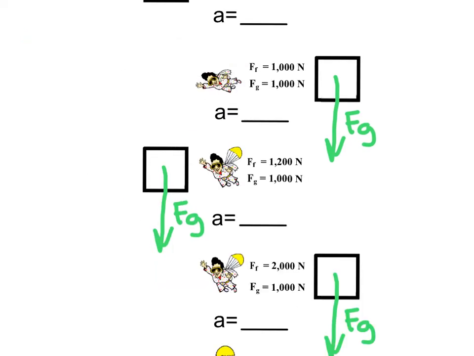Okay, now let's look at the next three positions after those first two, and we're going to draw on the force of gravity again as the same length arrow that hasn't changed since we started. It's still 1,000 newtons, but this time our force of friction is going to have to change depending on the magnitude. And notice that in the last two positions here, 1,200 newtons and 2,000 newtons, it should be longer than the force of gravity arrow because now it's more and our acceleration is going to point upward.